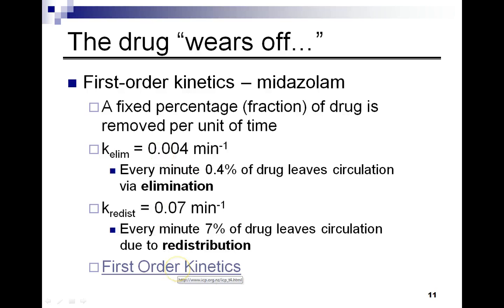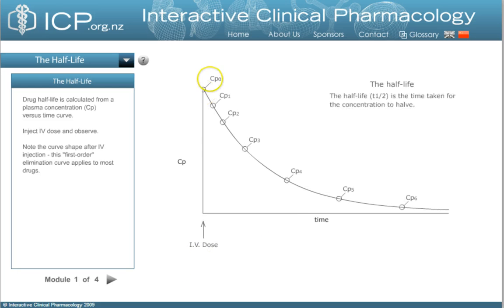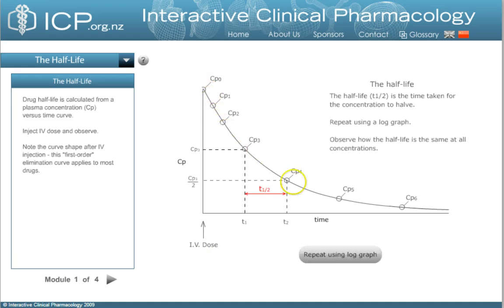Let's take a moment and look at this simulation here and see if we can understand this a little bit better. This curve shows an example of first-order kinetics. This graph shows time on the x-axis and concentration on the y-axis. When I inject some medication, of course we start with a very high concentration, and then it rapidly drops off over time in this logarithmic shape, which is typical of first-order kinetics.